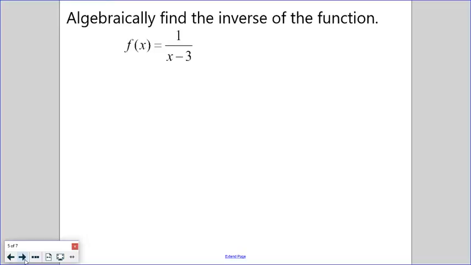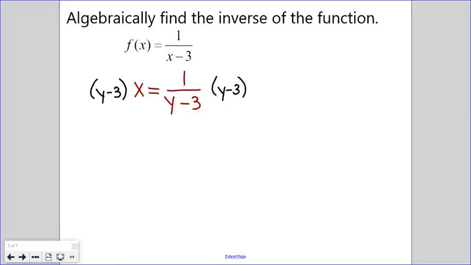This is what our problem looks like. And so again, our setup, switch our x's and y's. Okay. When we are dealing with a fraction, step number one is always going to be clear the denominator. So I'm going to start by multiplying both sides by my denominator. Distribute my x through here.